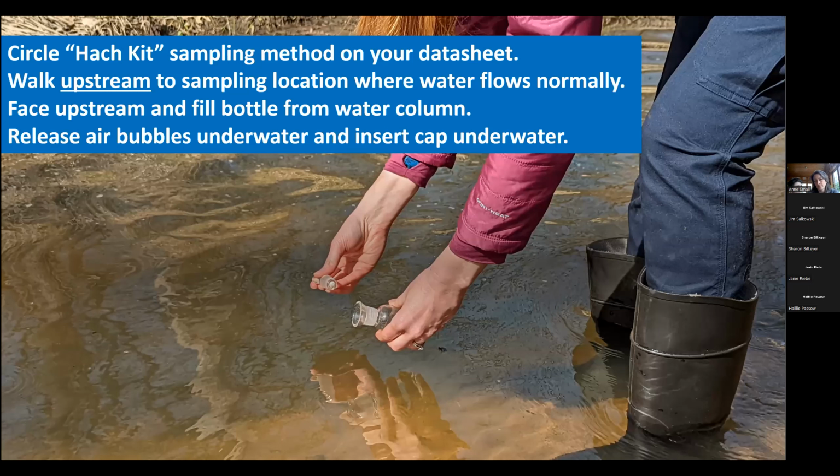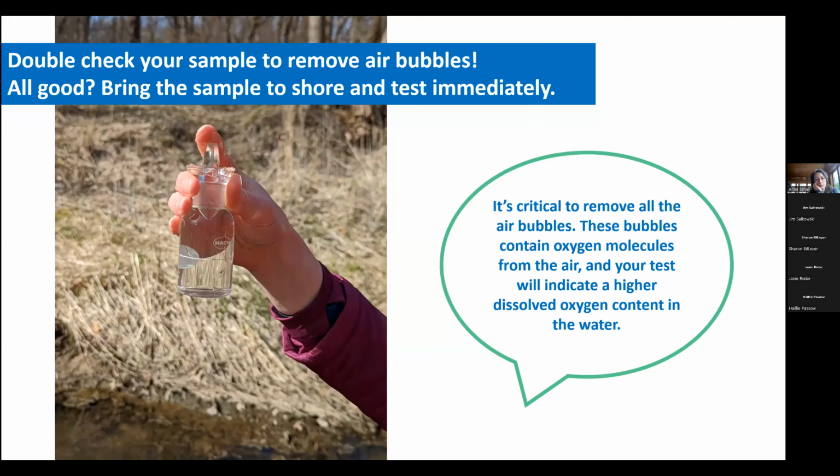So the first step in DO is collecting a nice clean sample. So remember to circle hot kit as your sampling method on your data sheet. Once again, we're going to walk upstream to our flag where the water is flowing freely and normally. And you immerse your bottle in the water, making sure to release all those air bubbles, and you can insert the cap while it's still underwater. And before you take it to shore, remember to double check, are there air bubbles? This is the pain of this method, right? It's making sure all those air bubbles are out of your sample throughout many of the steps.